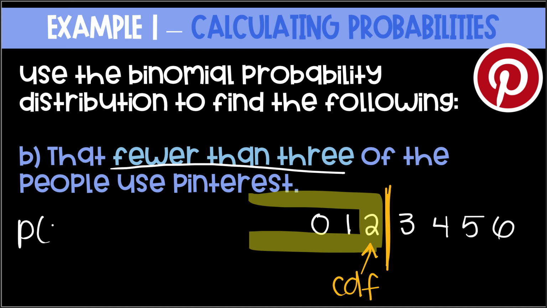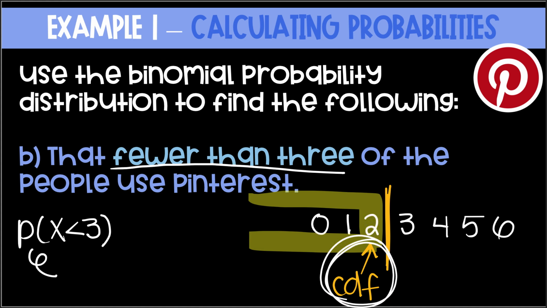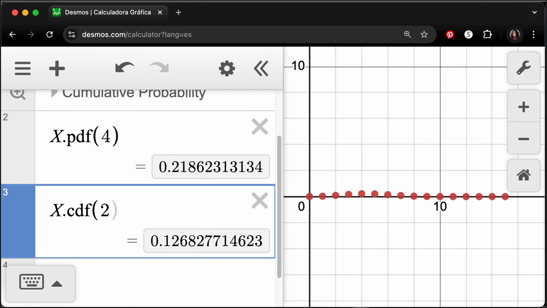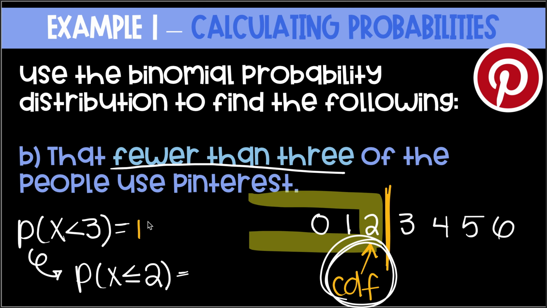In notation form, this is the probability of x is fewer than 3, but because our command CDF gives us up to whatever value we put, we change this probability to be the probability of x is smaller than or equal to 2. They're the exact same thing. It's just that in your calculator, you can only compute using the less than or equal to, not less than. 12.68%.